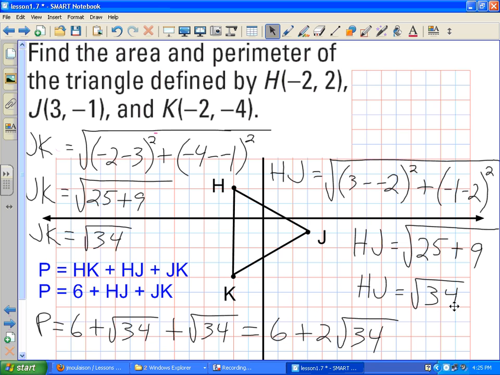Now the perimeter will be the sum of the three distances. In the previous part of the problem, we calculated HK as 6, and then plus root 34 for JK, and plus root 34 for HJ. I add those, and I get 6 plus root 34 plus root 34, or 6 plus 2 root 34.